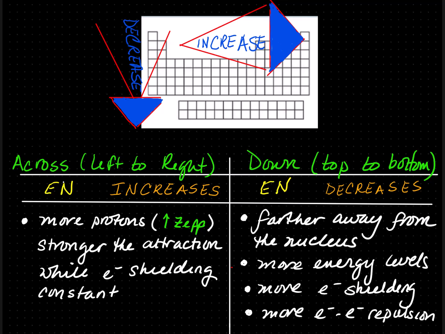Electronegativity decreases as I go down the periodic table because it's further away from the nucleus. There are more energy levels, more electron shielding, and more electron-electron repulsion. So effective nuclear charge decreases.